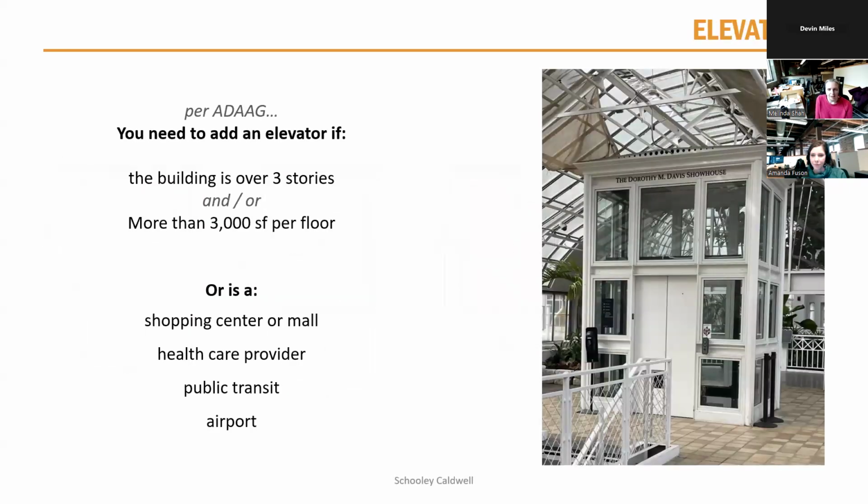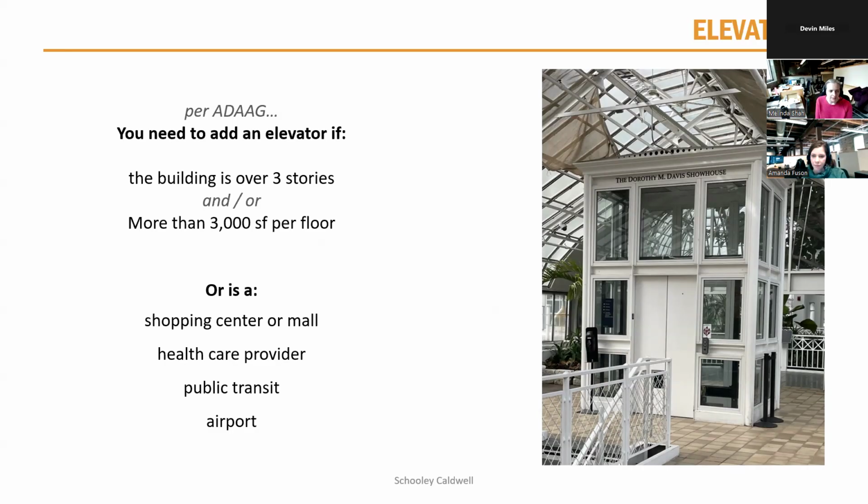So, elevators. This question came up yesterday, so we promised we would get to it today. When do you need to add an elevator? Again, the when part is covered by ADA. You need to add an elevator if your building is over 3 stories and or more than 3,000 square feet per floor, or if it is a shopping center or a mall, a healthcare provider, public transit, or an airport.